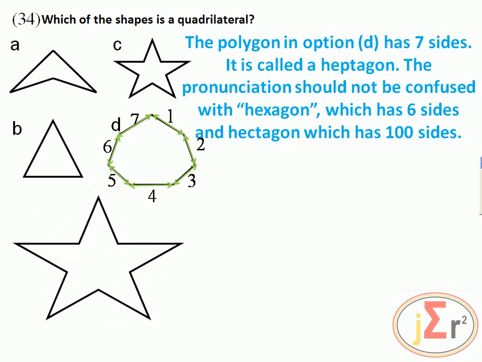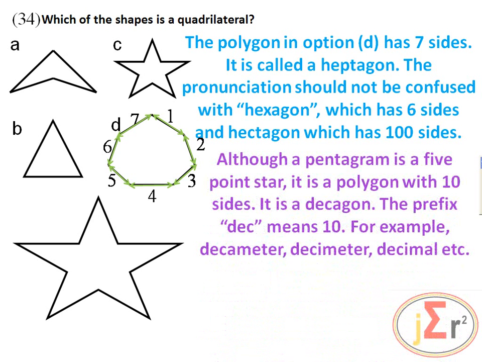We will take a closer look at our pentagram, which is our 5-pointed star, which is also a 10-sided polygon, and therefore may be called a decagon. Although a pentagram is a 5-pointed star, it is a polygon with 10 sides. It is a decagon. The prefix dec means 10. For example, decameter, decimeter, and decimal.